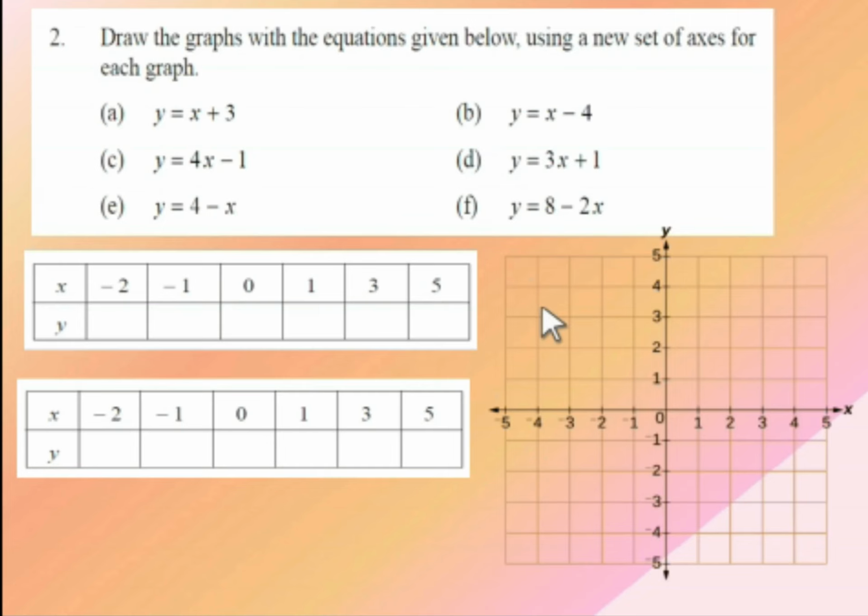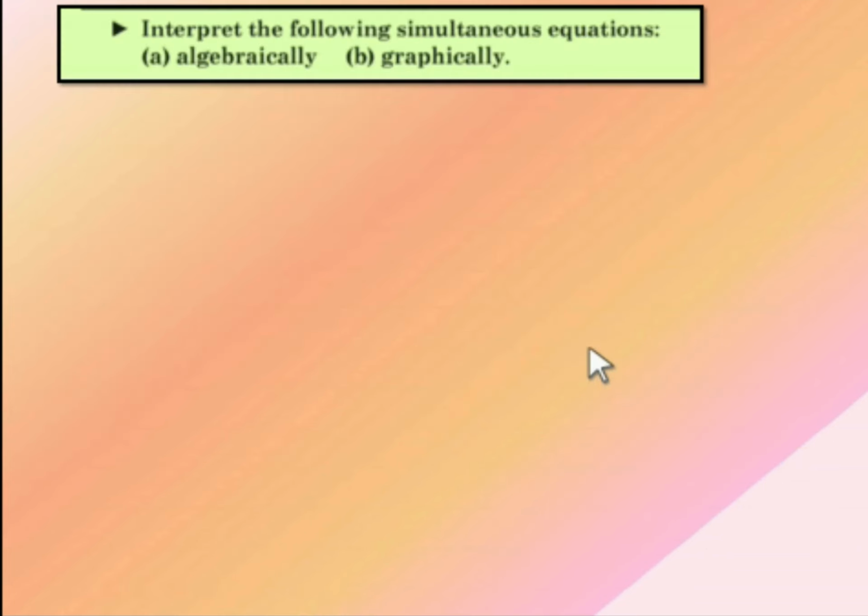Our target in this second video of exercise 1.2 is we will learn how to make the table and how to draw a graph. The next video will tell you how to solve the simultaneous equations using this. But learn the basics, be strong with your basics so that work becomes easy.